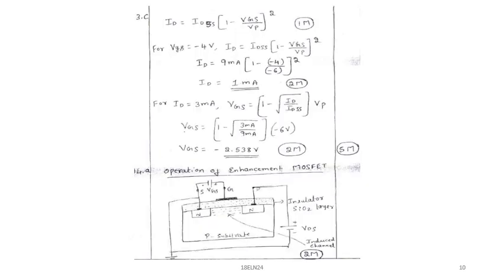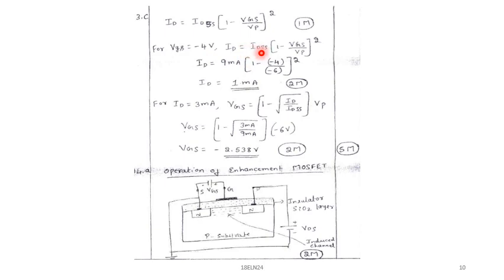The next question is 3C. It's a problem. You have to find out the drain current. Then again you have to find out the VGS. So calculation is, the drain current equation is here. ID is equal to IDSS into 1 minus VGS by VP whole square. And for VGS is equal to minus 4 volt. They given VGS is equal to minus 4 volt.